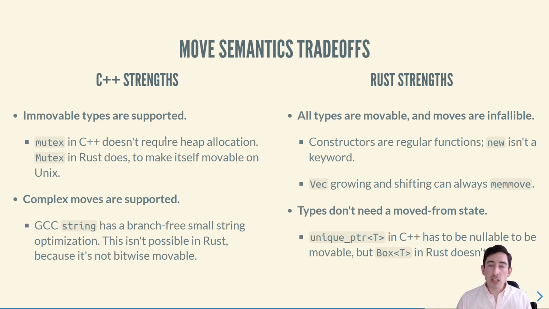So in C++, for example, if a type is not supposed to be movable, that's fine. It just doesn't implement a move constructor. Mutex is an example of that because the mutex, for example, on Linux, the system calls that you use to implement mutex cannot tolerate the mutex moving in memory. In C++, that just means mutex doesn't have a move constructor. There's no cost to that. In Rust, every type has to be movable, so there's a cost here. Rust has to heap allocate that mutex on Unix.